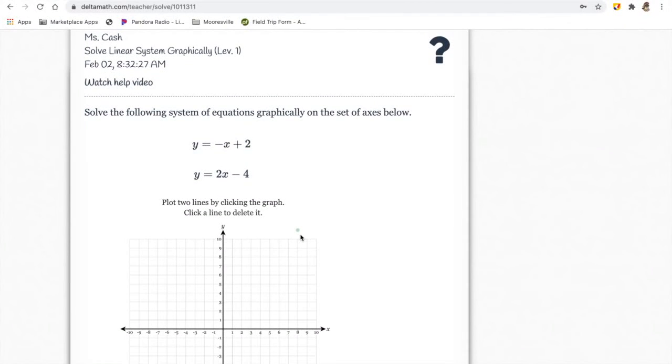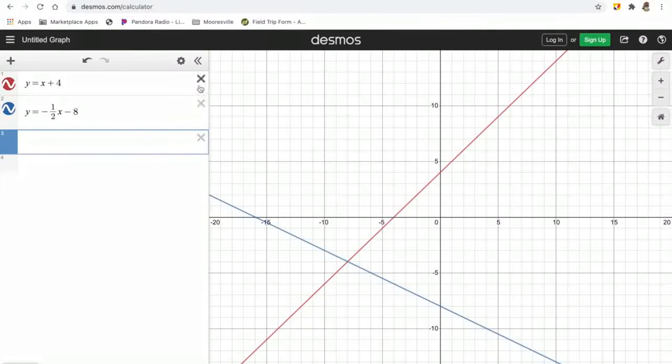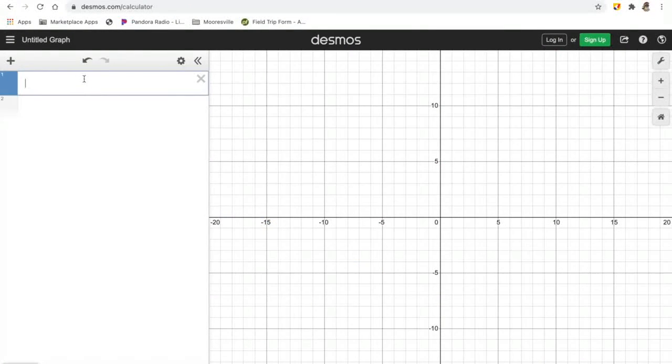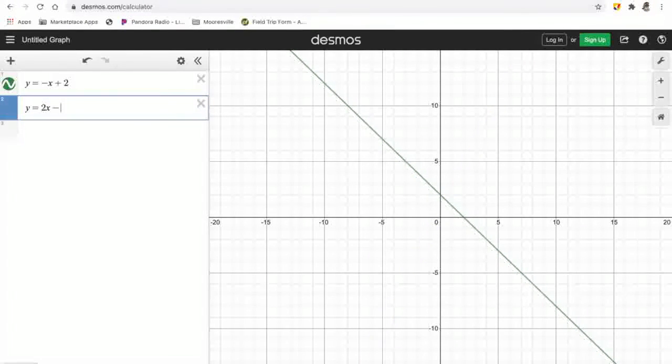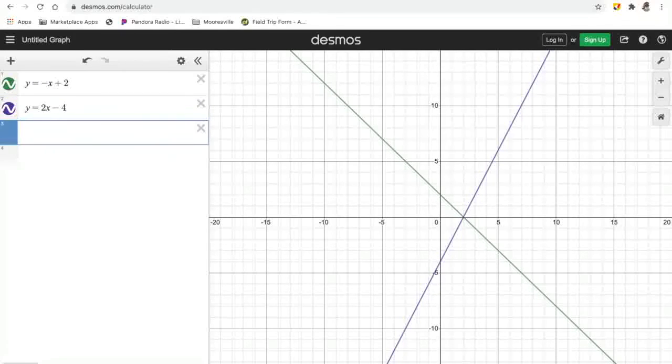I'm going to write these down on a piece of paper. Y equals -x plus 2. Y equals 2x minus 4. I'm going to go into Desmos. I get rid of what I had in there. The first equation was y equals -x plus 2. The second equation was y equals 2x minus 4. They're graphed.